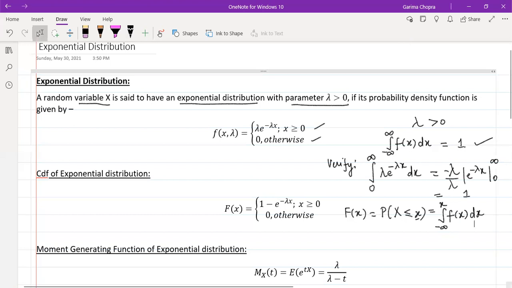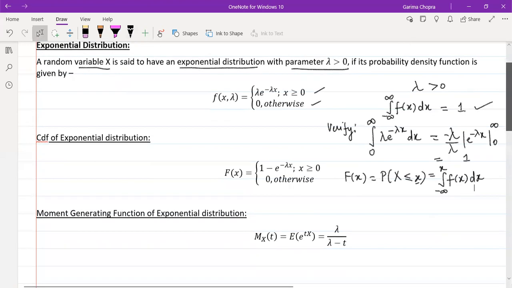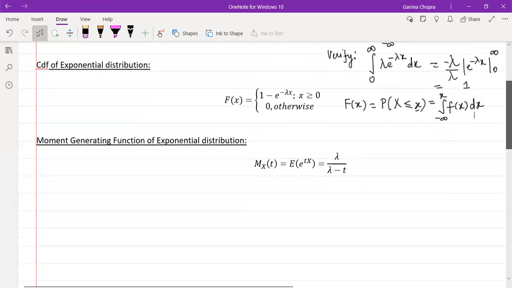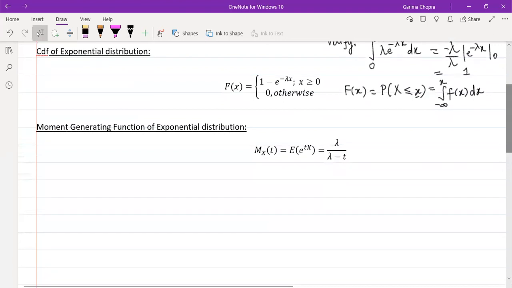Next, we will be finding the moment generating function of the exponential distribution. As we know, this is the notation for the moment generating function. We are finding the moment generating function of the random variable x, and it is the expectation of e raised to power tx. When we find the expectation of e raised to power tx in the case of the exponential distribution, we get it as lambda upon lambda minus t.